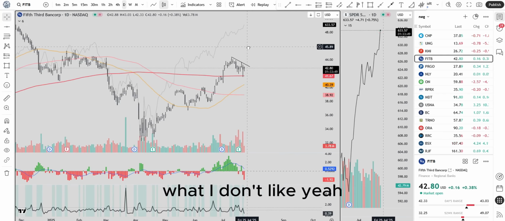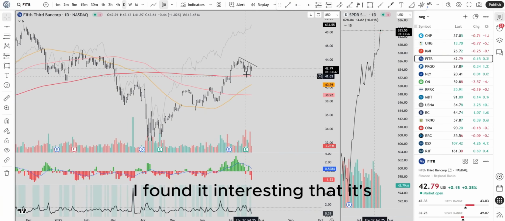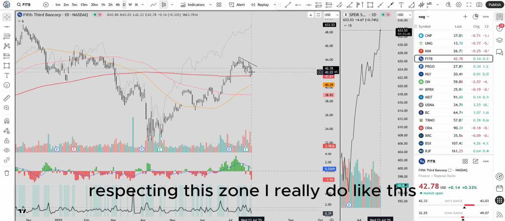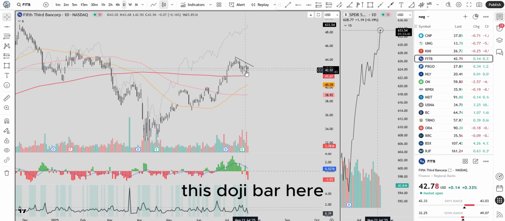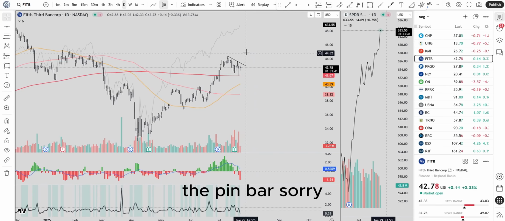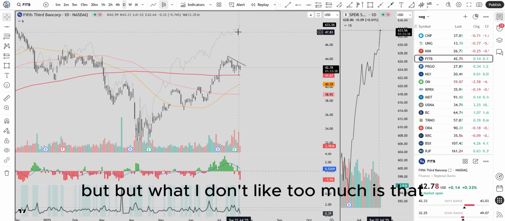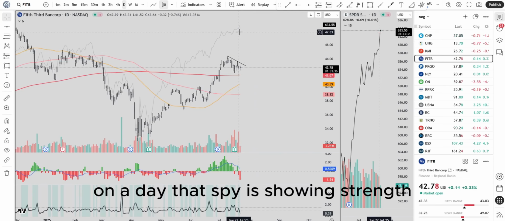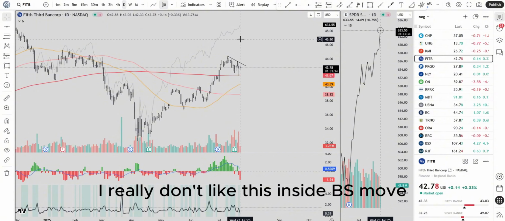What I do like, what I don't like, yeah, I found it interesting that it's respecting this zone. I really do like this doji bar here, the spin bar, sorry, but what I don't like too much is that on a day that SPY is showing strength, I really don't like this inside move.